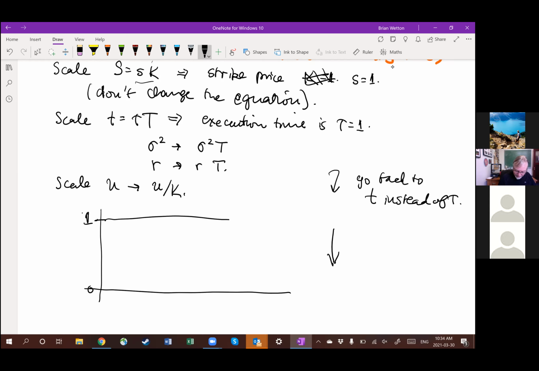I know what a u is here. With the scaling I took, this is just the maximum of s minus 1 and 0. So s is equal to 1 is going to be interesting, right? I've got u is equal to 0 on that boundary, right? That's the company went bankrupt, so there's no call value there. It's valueless.